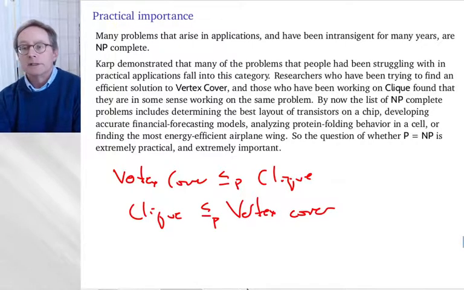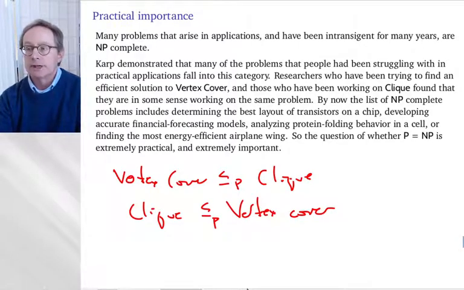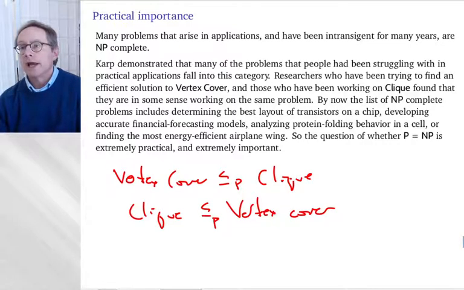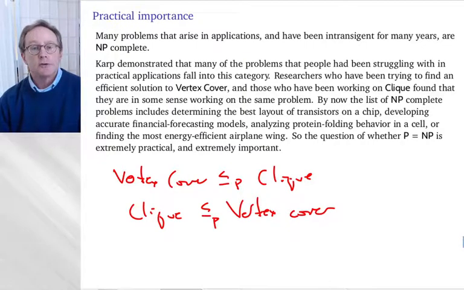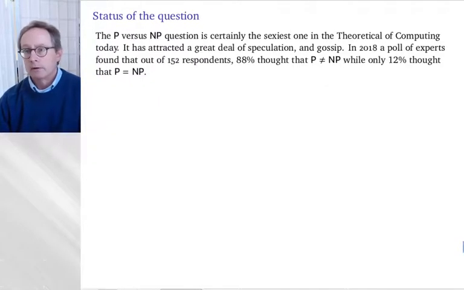By now, the list of NP complete problems includes thousands and thousands of problems: determining the best layout of transistors on a chip, or directing accurate financial forecasting models, or analyzing the protein folding behavior in a cell, or finding the most energy efficient airplane wing. So the question of whether P equals NP is extremely practical and extremely important. If we found a fast way to solve NP complete problems, it would change the world that we live in overnight.